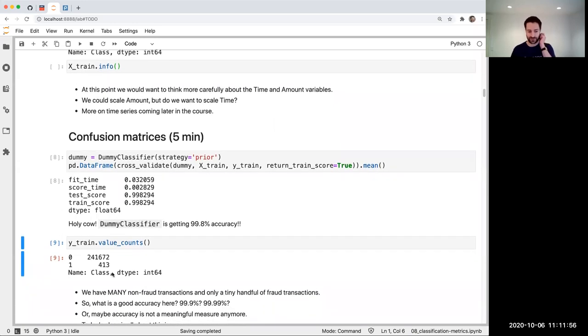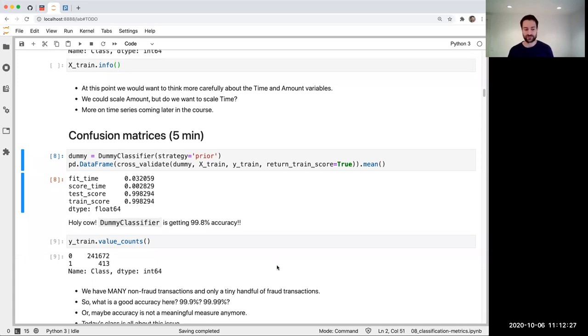So it brings up this question of what is a good accuracy? Is 99% a good accuracy? Is 99.9% accuracy? I mean, for this problem, apparently 99.8% is not really very good. And that's why we always start with dummy classifier, just to see what we're dealing with. But there's another question here, which is that maybe accuracy just isn't a useful measure at all. And today we're going to talk about other scoring metrics other than accuracy for classification.